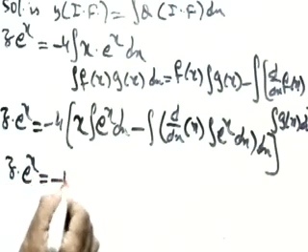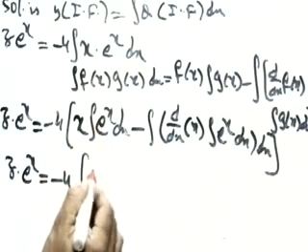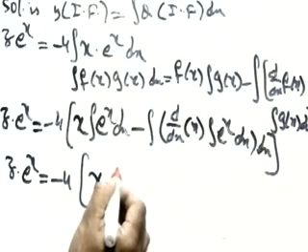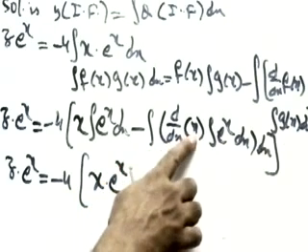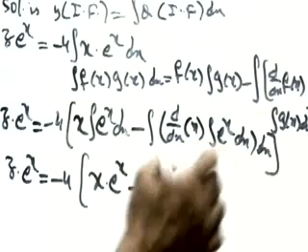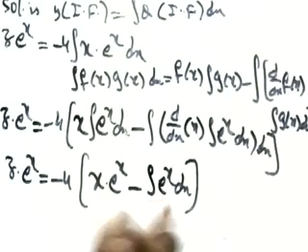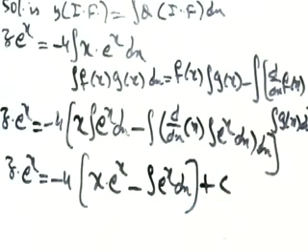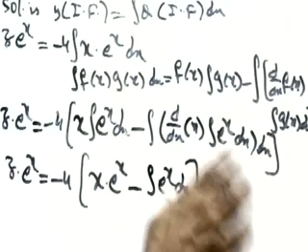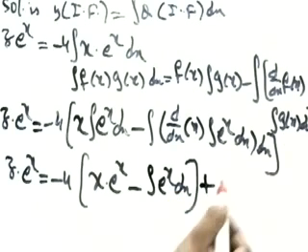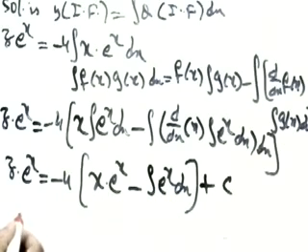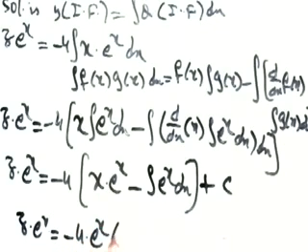Now let me continue: z into e power x equals minus 4 into integration of e power x, which will be e power x. So this will be x into e power x minus integration of 1 into e power x, so this will be integration of e power x dx. Again the integration of e power x will be e power x. Let me add plus c also. Let me take e power x common: z into e power x equals minus 4 into, if we take e power x common, what is left here is x minus 1, plus c.